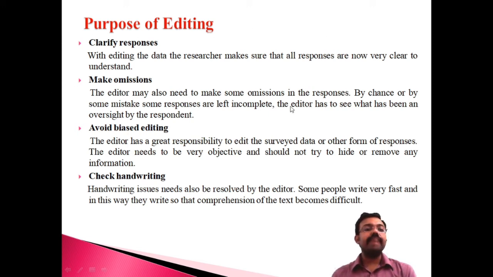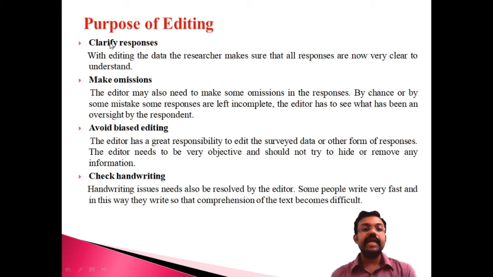And the second one is to make omissions. You must avoid unnecessary data in the editing process. Editing always helps to eliminate data unsuitable for the analysis, so you can omit data which are not relevant to your study. The editors always need to make some omissions of responses. By chance, some mistakes occur and some responses are left incomplete. There is a possibility that some responses are incomplete in certain situations. So we can easily avoid this with the help of editing. This is making the omissions.